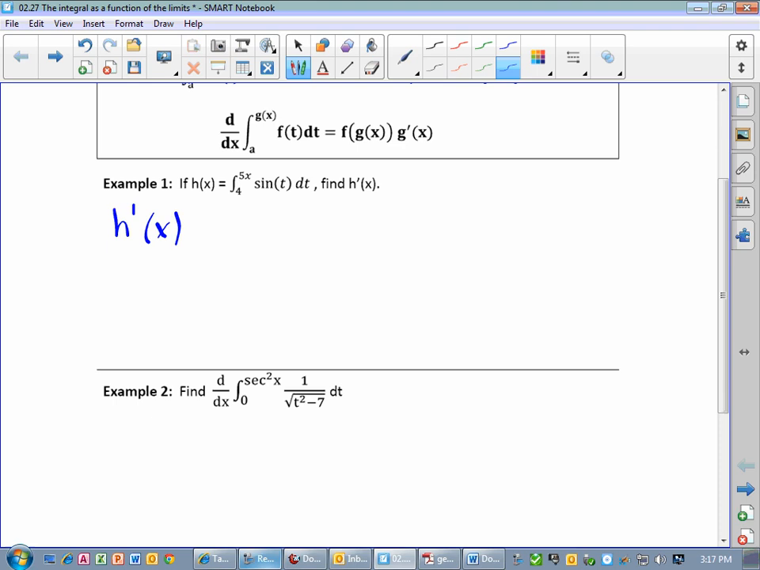So h prime of x is the derivative of the integral. According to this rule, we have a function f of t, in terms of t. The derivative of the integral is f of g of x. In this case, g of x is 5x, so we will have sine of 5x times the derivative of g. In this case, g is 5x, so the derivative of g is 5.